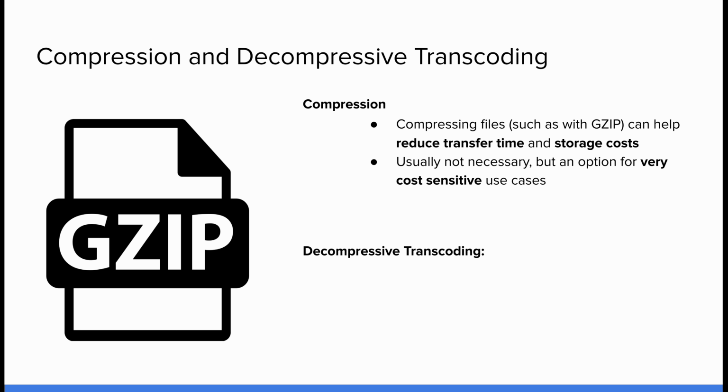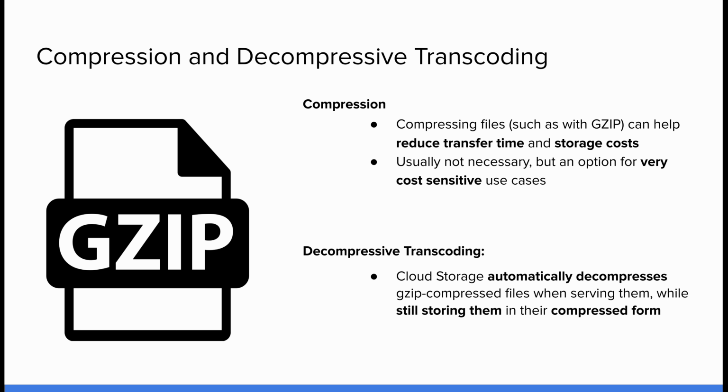And then thanks to decompressive transcoding, there's actually no real downside to using compression for storage in cloud storage, because with this feature, cloud storage actually automatically decompresses gzip compressed files when they are served to the user, while still storing them in their compressed state. So you get the benefit of smaller storage costs without sacrificing the user experience. So you're saving on both storage and transfer costs without any additional complexity or impact to the end user, which is pretty cool.